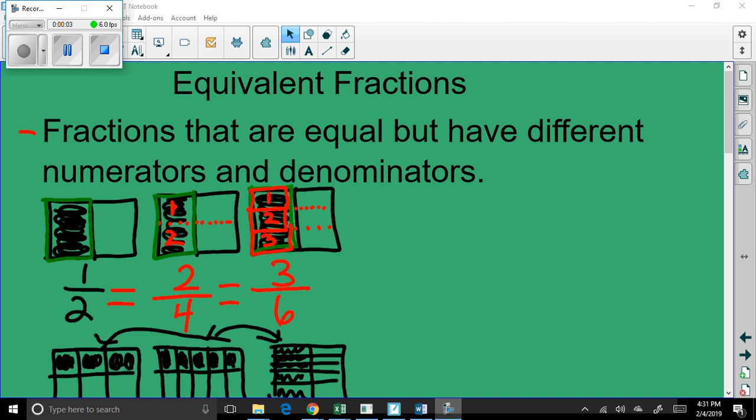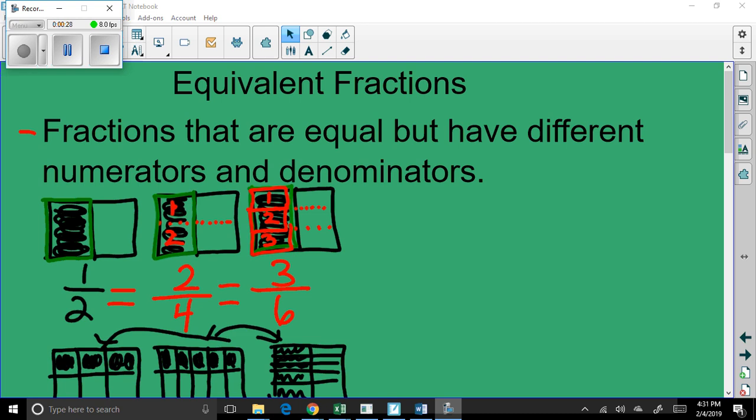Equivalent fractions. Equivalent fractions are fractions that are equal but have different numerators and denominators. When I'm looking at this problem I have on the board, I say that 1/2 is equal to 2/4 is equal to 3/6. We know that 1 is a different numerator than 2, and 2 is a different numerator than 3. And the same with the denominators. 2 is different than 4, and 4 is different to 6.